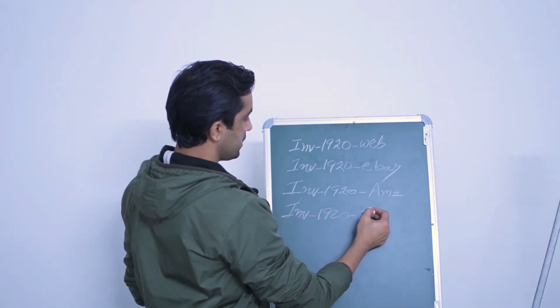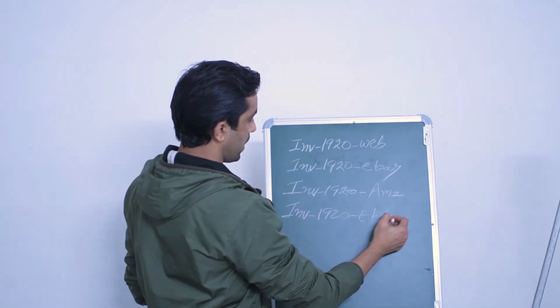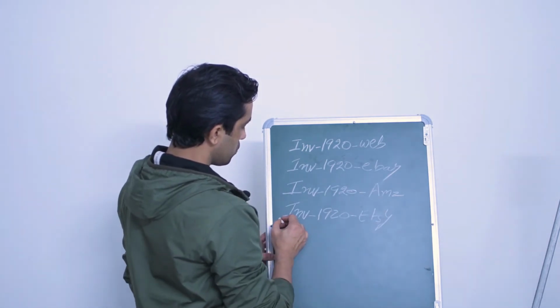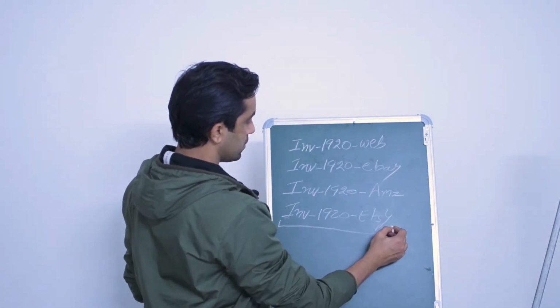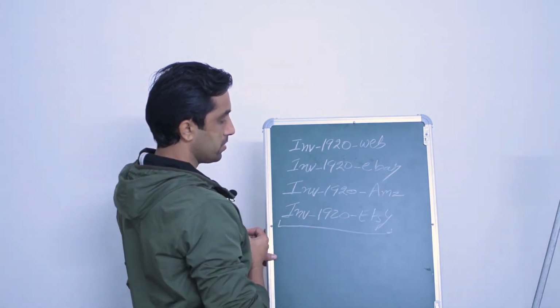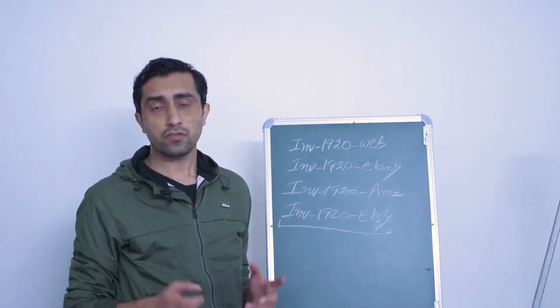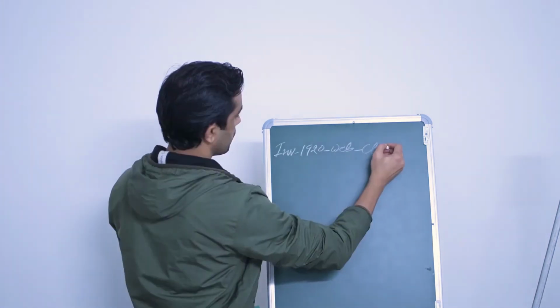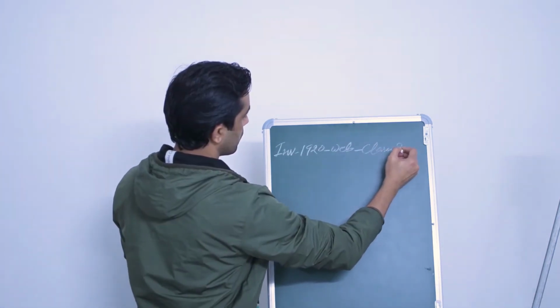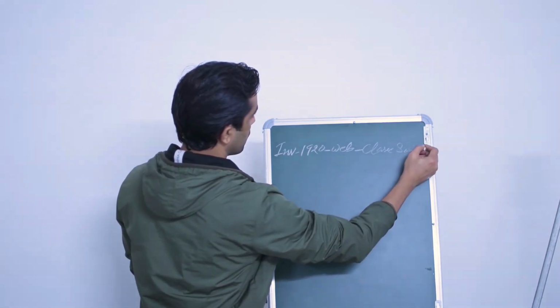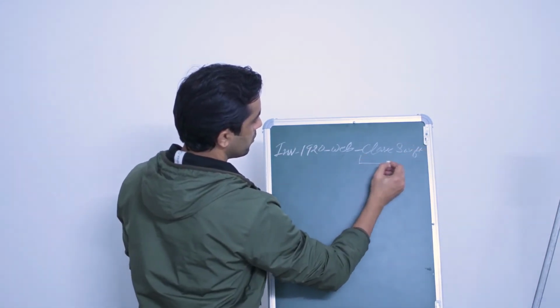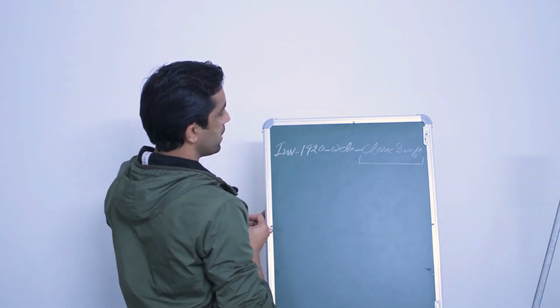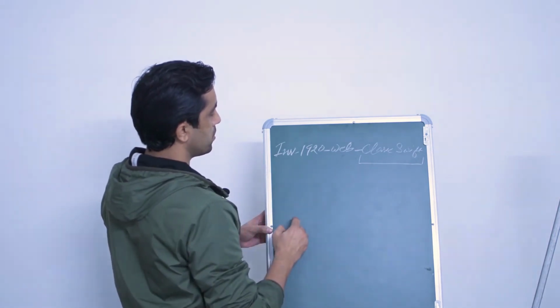I'll say ETSY, Etsy. So this forms the first half of my invoice file name, basically. Now the third part of this file naming convention is the name of the customer itself.